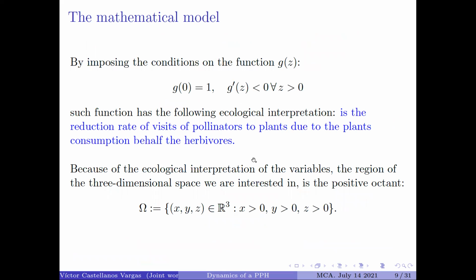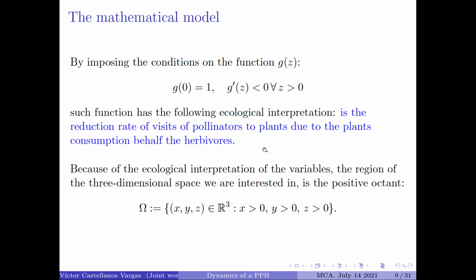By imposing conditions on the function g, we set that g at 0 is equal to 1, and the derivative of g at z is less than 0 for all z greater than 0. Such a function has the following ecological interpretation: it is the reduction rate of visits of pollinators to the plant due to the plant's consumption by the herbivores.